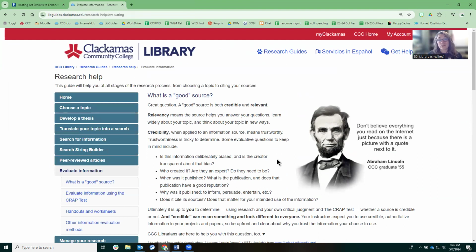Okay, so the first thing we should talk about for a moment is what makes a source good. And for the purposes of doing research for a class, it usually means that the article or book that you found is relevant to your topic. So it answers the question that you have, or it gives some background information on what you're trying to learn. The other part of that is that the article or the book is credible. So this means it's trustworthy. And this can be where it can be a little bit tricky to figure out if something is trustworthy. But that's where the CRAP method comes in.